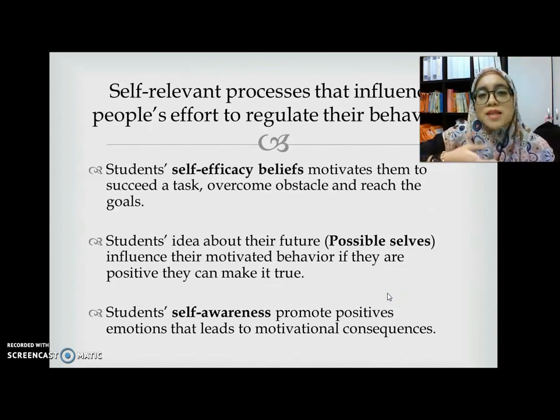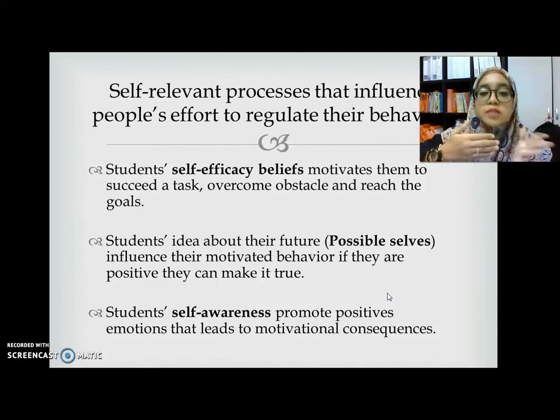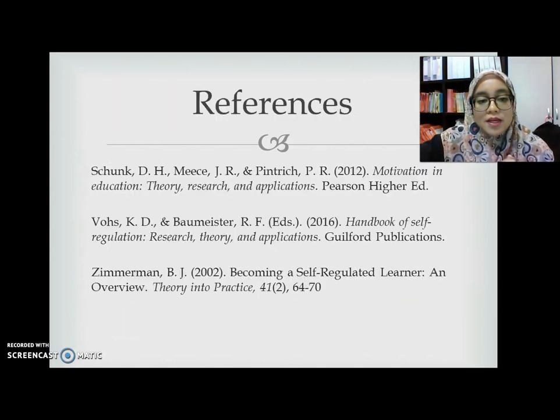And there are self-relevant processes that influence people's efforts to regulate their behavior. One is self-efficacy belief. Self-efficacy beliefs motivate students to succeed in a task, overcome obstacles, and reach the goal. Second is possible self, where students have an idea of how their future will become, and it influences their motivated behavior. If they are positive, they can make it through. And last, student self-awareness promotes positive emotions that lead to motivational consequences. So that's all. Thank you.